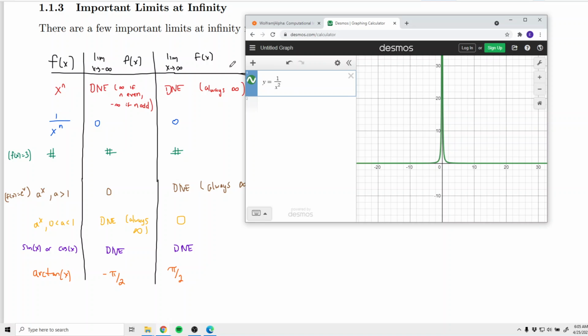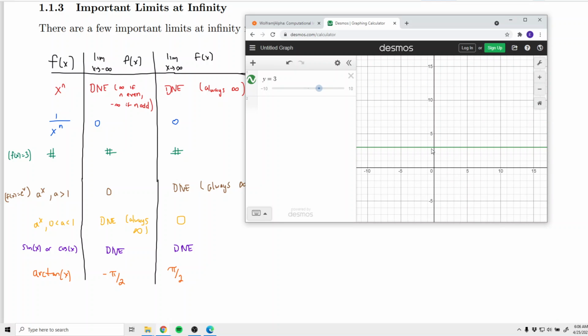All right, the next one is maybe the easiest to explain, because if you just have y equals a number, I just have 3 here. I'll scroll in so we can see this is just a horizontal line of 3. As we go to the left or to the right, the y value is always 3. It's just going to stay 3 forever. That means as we go to the left or the right, you're still going to be stuck on 3. So whatever your number is, that's it.